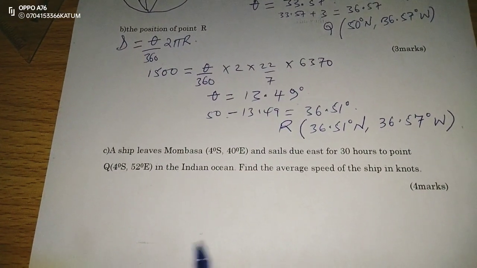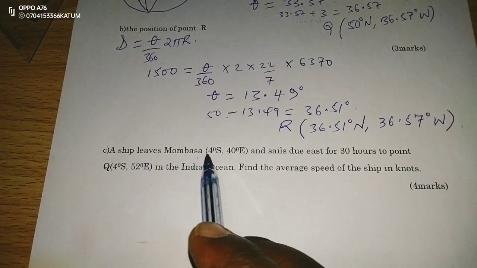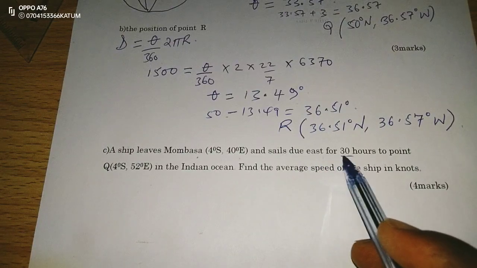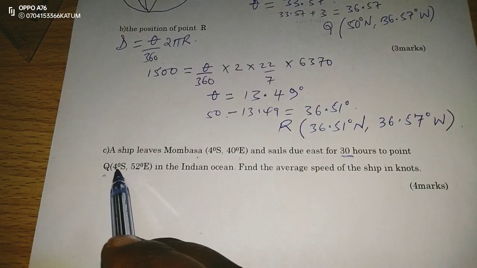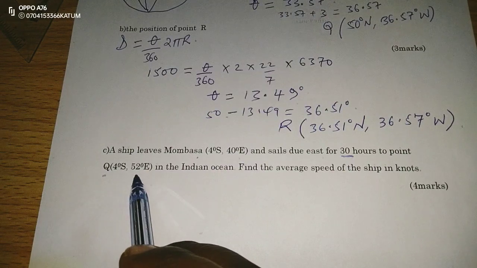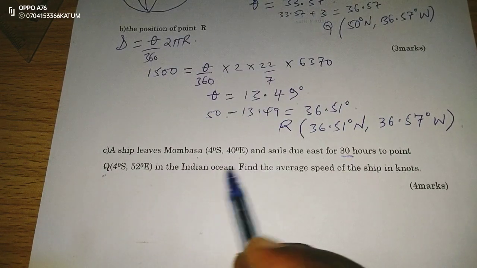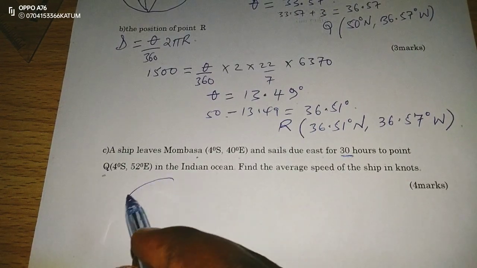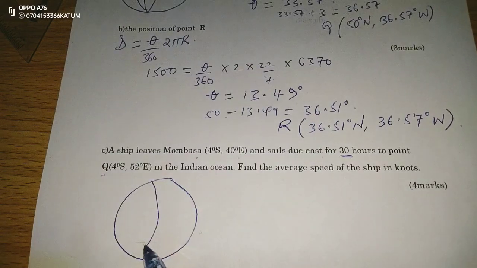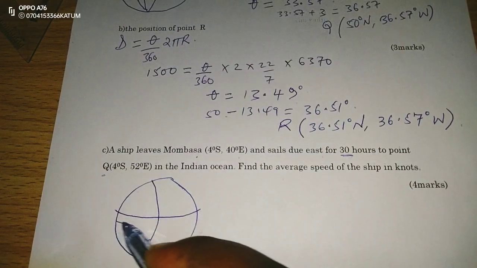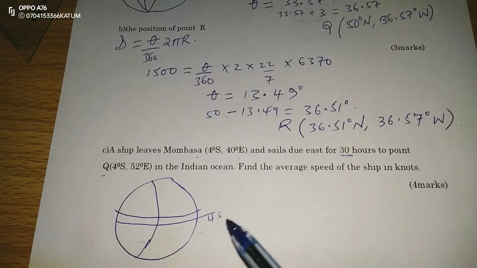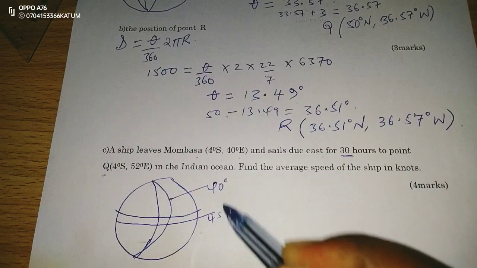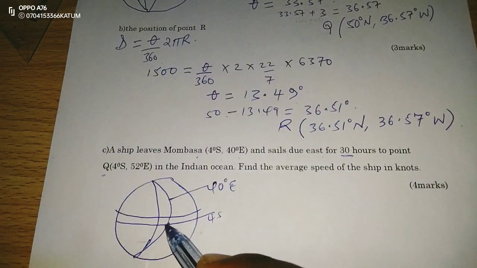Finally, we have part C, which talks of a ship that leaves Mombasa, 4 degrees south, 40 east, and sails due east for 30 hours to a point Q, which is 4 south and 52 east in the Indian Ocean. Find the average speed of the ship in knots. So we are at Mombasa, 4 degrees south and 40 degrees east. So this is where Mombasa is.